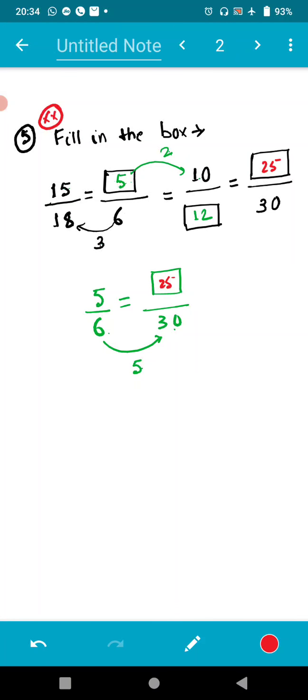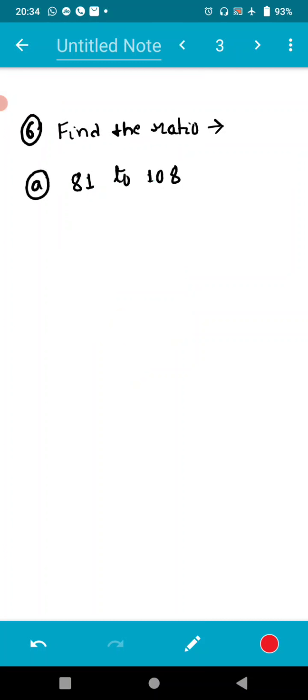Now let's move on to the next sum, that is question number 6. In question number 6 we have 4 sums, and in each sum you have to find the ratio. Now we have discussed what is the ratio in the first video, yesterday's video. Ratio means when we are comparing two numbers, you need to see that both the numbers should have common units. In this case they don't have any units, so nothing to worry about. So let's do it. So 81 to 108 can be written as 81 by 108. Now the simplest way to do is this.